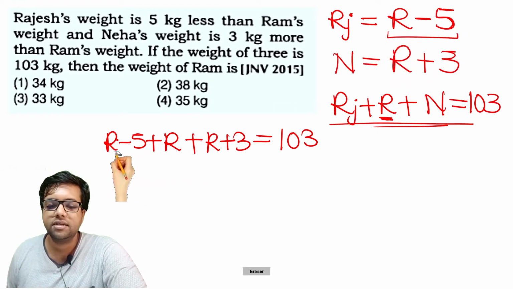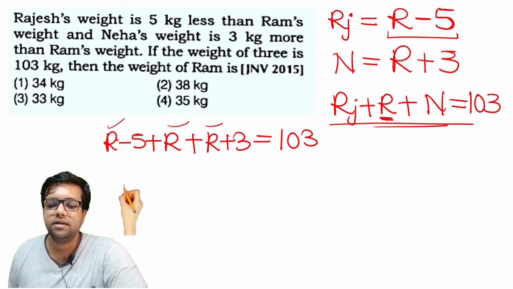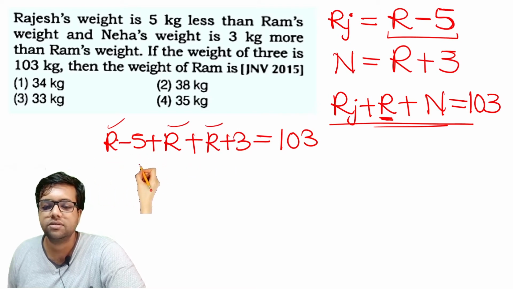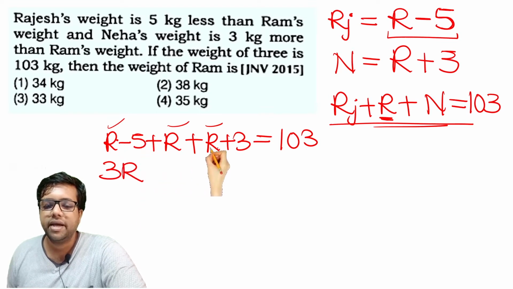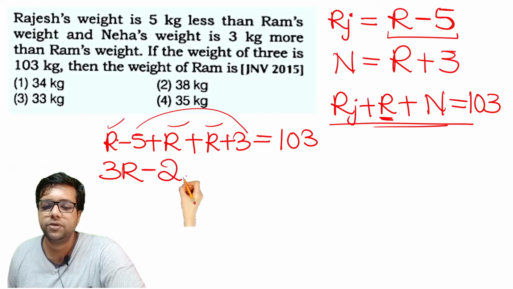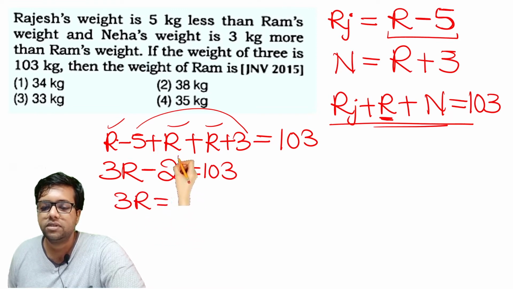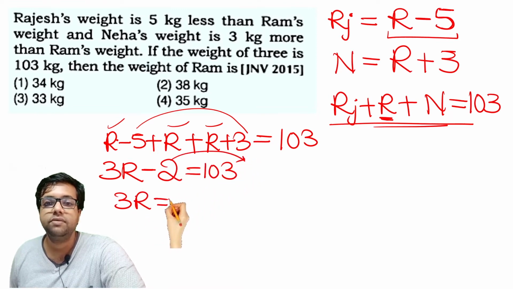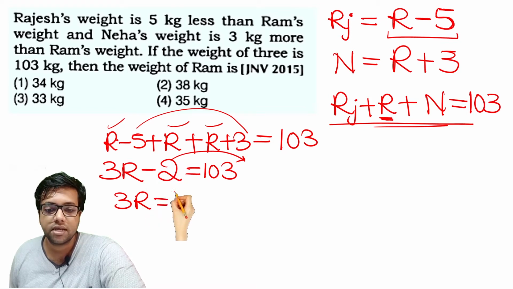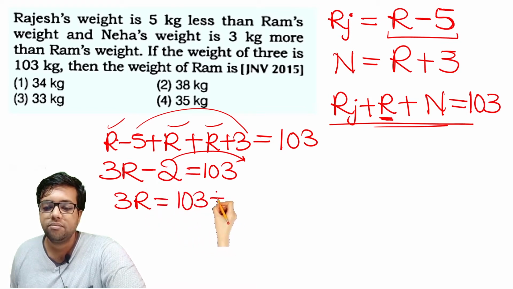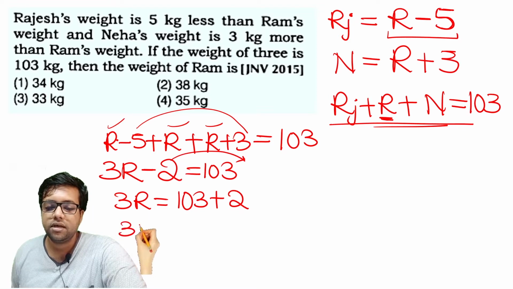So we have 3 R's here. First R, second R, third R, all three are having positive sign. So therefore we will add them. That becomes 3R, and minus 5 plus 3 will come minus 2. Minus 2, that is equal to 103. So therefore 3R is equal to, so this minus 2 will move on to right hand side with the positive sign because it has a negative sign. So therefore 103 plus 2, and 3R is equal to 105.